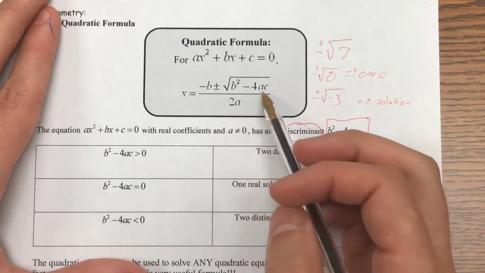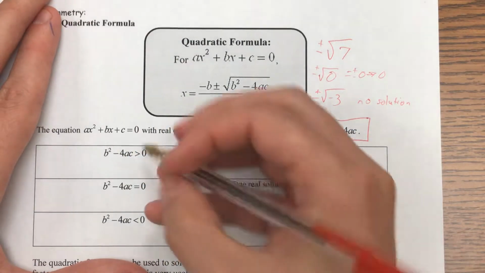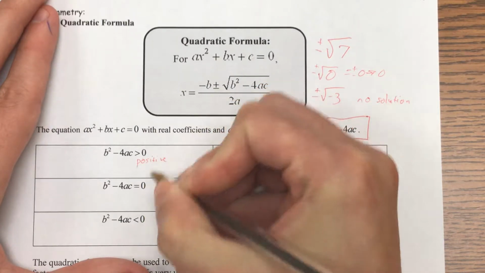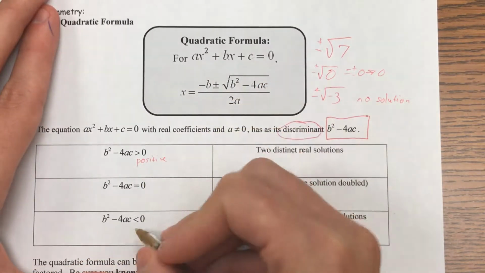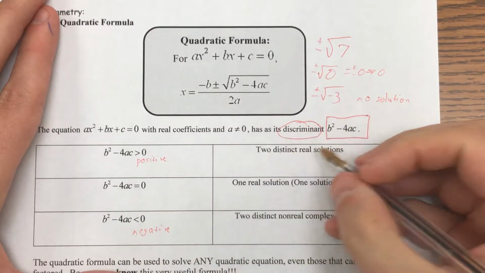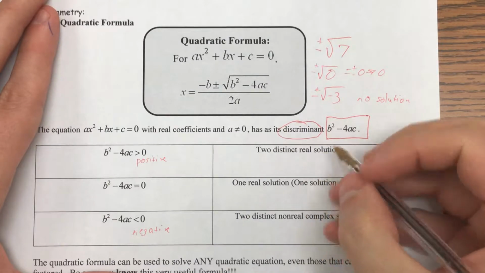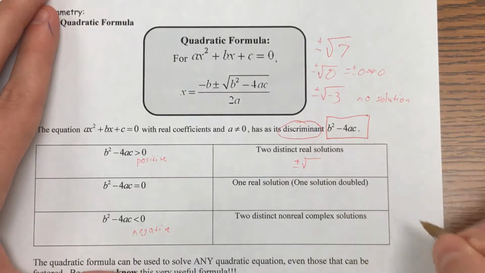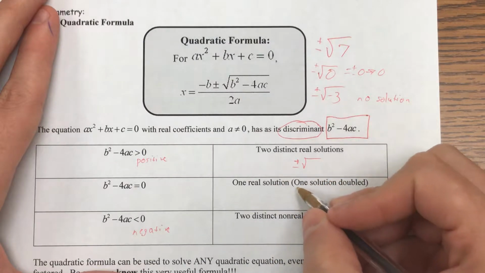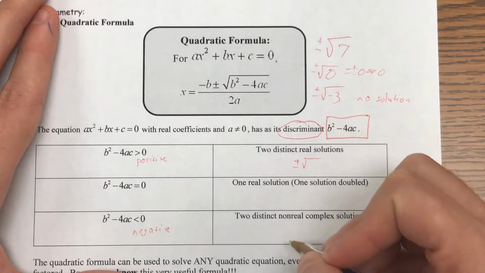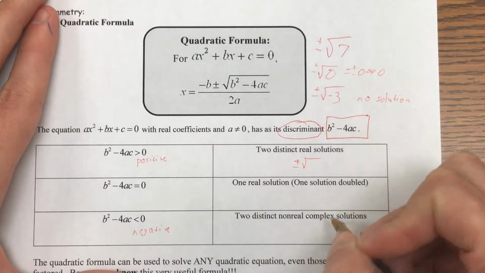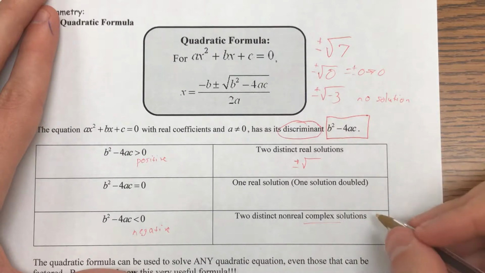So when you do the part underneath the square root, it is going to be greater than 0, meaning positive. It's going to be equal to 0, meaning equal to 0. Or it's going to be less than 0, meaning negative. For positive numbers, since you can take the square root, there will be the positive and negative version of that square root. One real solution, because adding and minusing 0 does nothing, and they call that a double root. And two distinct non-real complex, also known as imaginary, solutions.